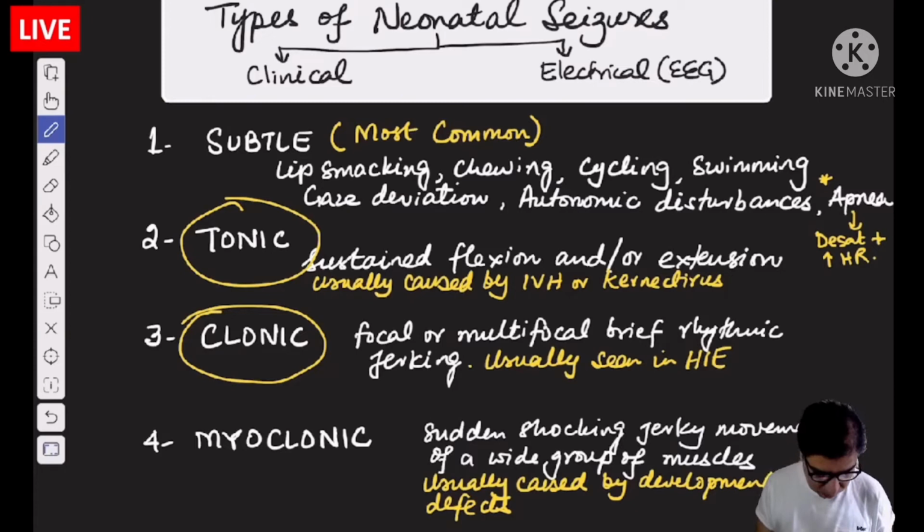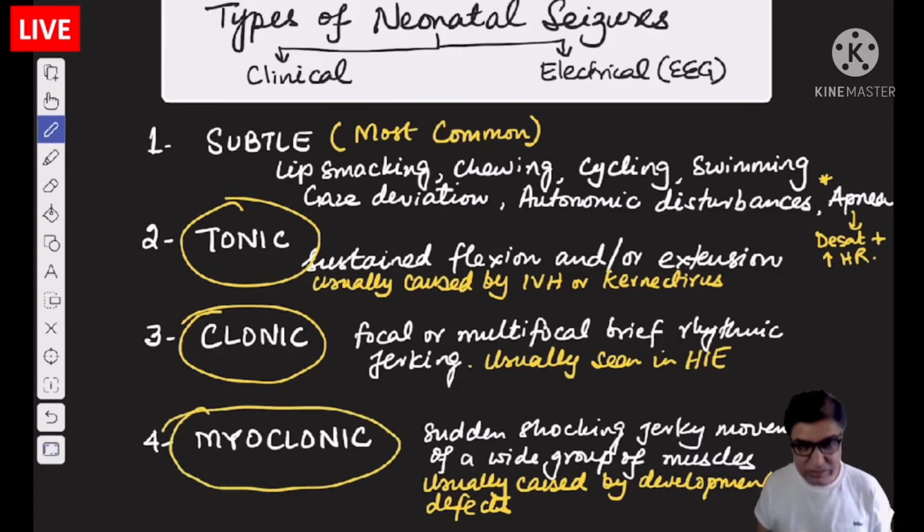The fourth one are the myoclonic seizures, which usually have a poor prognosis. These are sudden, shocking, jerky movements of wide groups of muscles. So all of a sudden, the baby has a sudden violent jerk, and then slowly relaxes back. And as I said, the prognosis is usually poor because it might be associated with infantile spasm, West syndrome, which usually progresses on to Lennox-Gastaut syndrome, when the other types of seizures also kick in at a later stage. But usually myoclonic seizures are caused by developmental defects. So usually they might be syndromic, they might have so many problems at the same time.